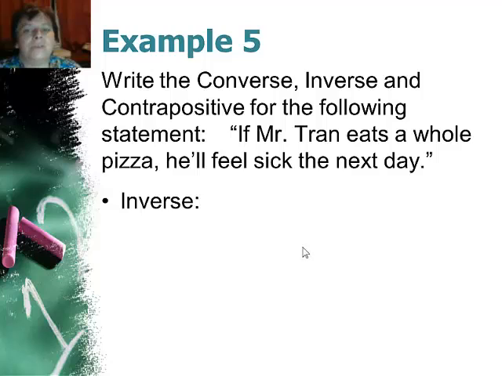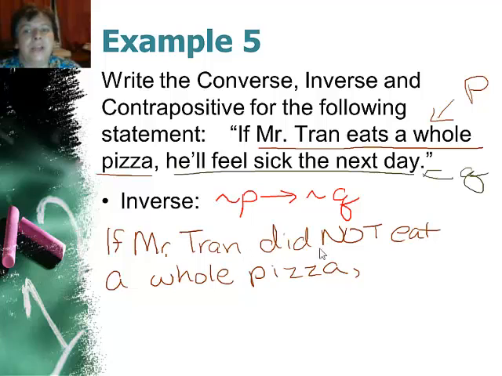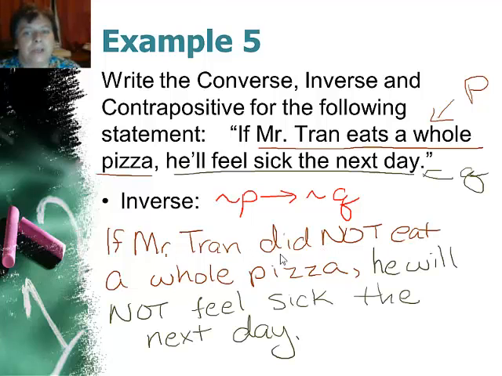The inverse is putting the nots. So same hypothesis and conclusion, but I'm going to keep the same order, but nots in the whole thing. So if Mr. Tran did not eat a whole pizza, then he will not feel sick the next day. Notice I changed the verbiage just a bit to make it smoother.